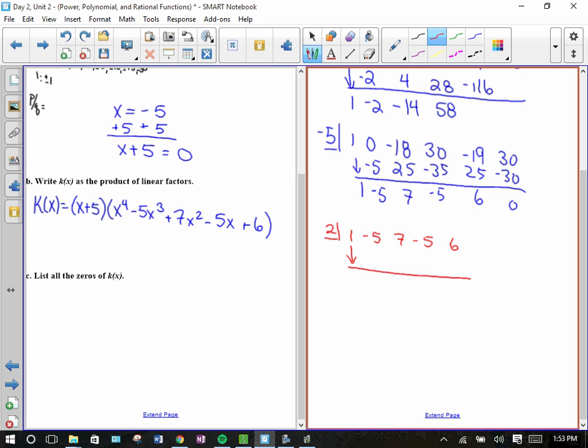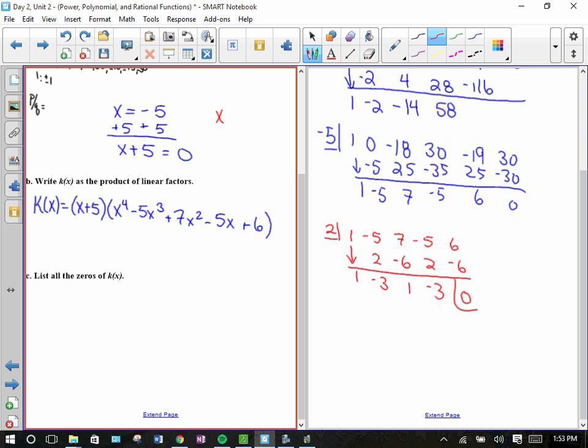Bring the 1 down. 2 times 1 is 2, negative 3. Negative 2 times negative 3 is negative 6. 7 plus negative 6 is 1. 2 times 1 is 2. Negative 5 plus 2 is negative 3. 2 times negative 3 is negative 6. 0. Okay, so that tells you that x equals 2 is a 0. So, x equals 2. Subtract 2 from both sides. My factor is x minus 2, which equals 0.